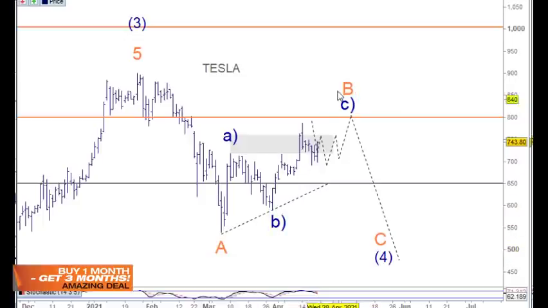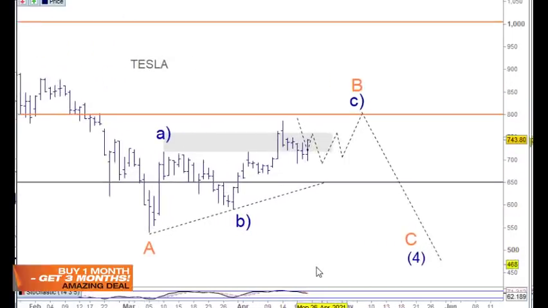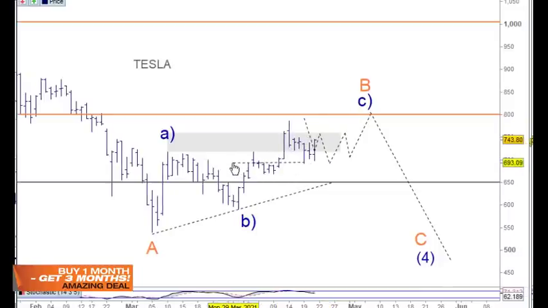But looking at 5 waves here is a little bit tricky because we've got a bit of an overlap here. If we looked at this as wave 1 here and 2 here and 3 here and then 4 here, we can see that we've overlapped here.